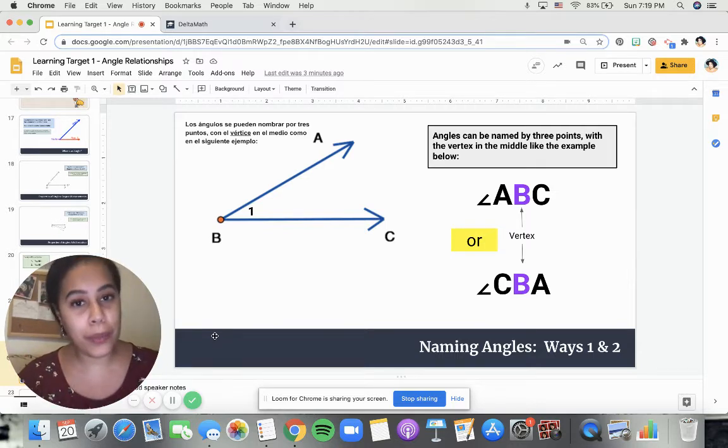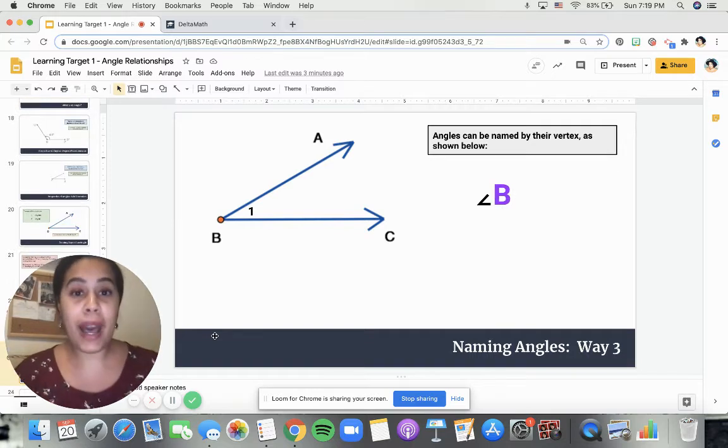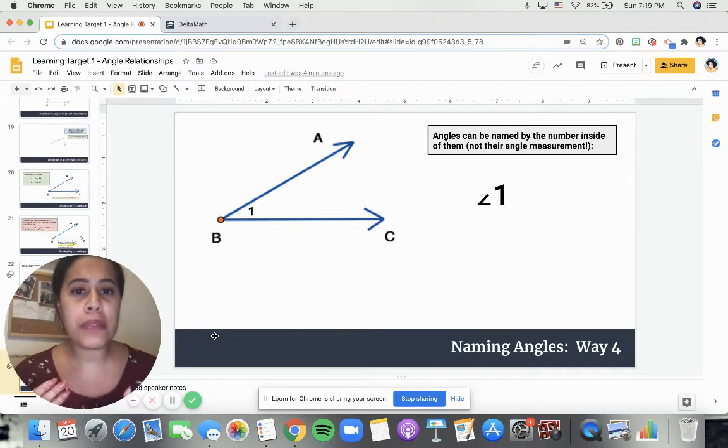There are 2 other ways that we can name angles. My favorite, angles can be named just by their vertex as shown below. So if you have an angle like this, you can just say, I see that the vertex is B. I can also refer to this as angle B. And lastly, sometimes there's a number inside of the angle. Now, this number is not to be mistaken for the angle measurement. It is not the angle measurement. It is just sometimes a number that is there.